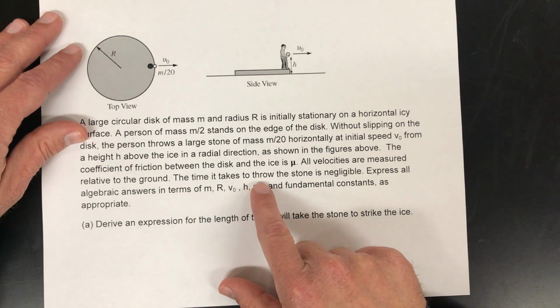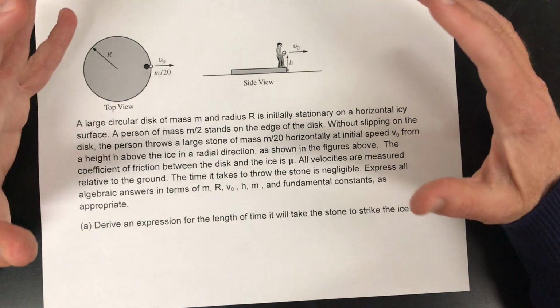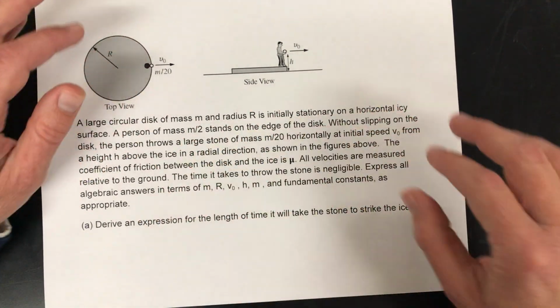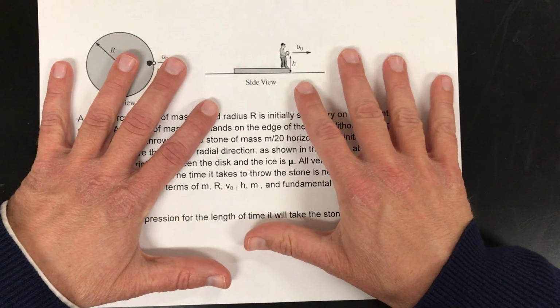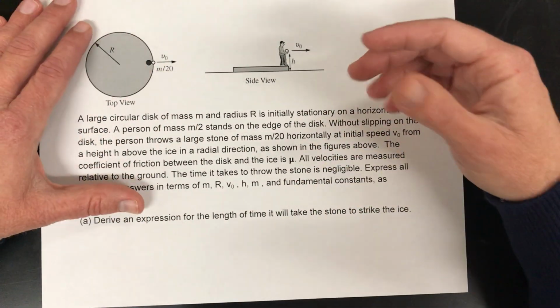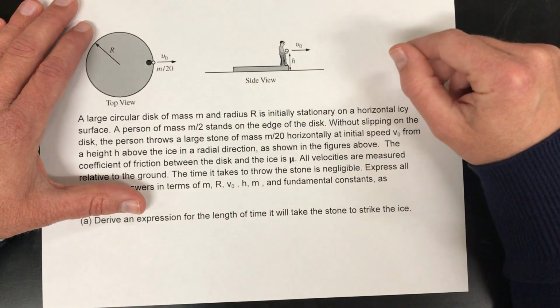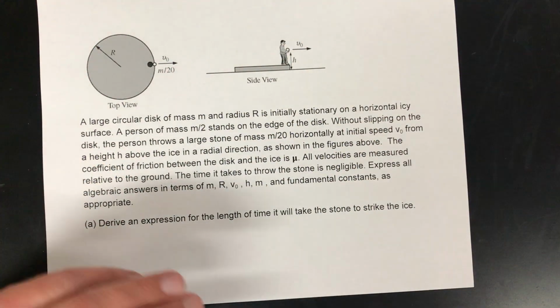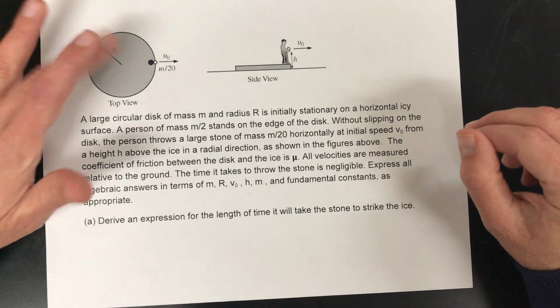So the time it takes to throw the stone is negligible. You basically push it off right away. Express all answers in terms of m, r, v0, h, mu, and fundamental constants as appropriate. This problem that I have set up here, I took off part of it that I'm going to solve. This is also a rotational problem, but we're going to ignore that part for now, so r won't make a difference.